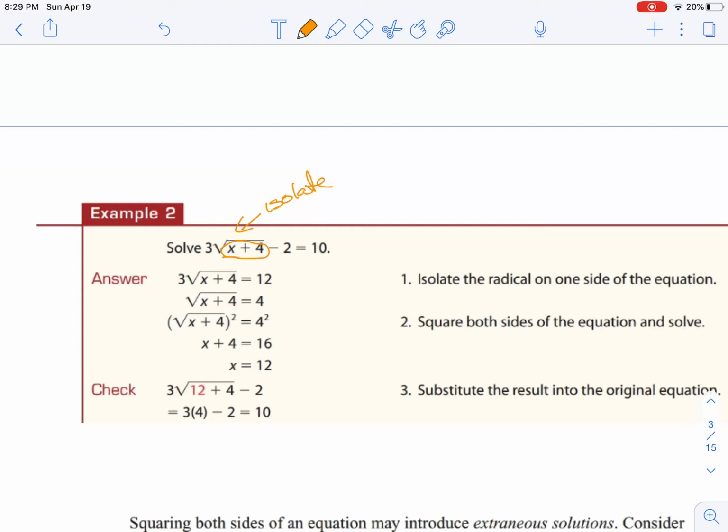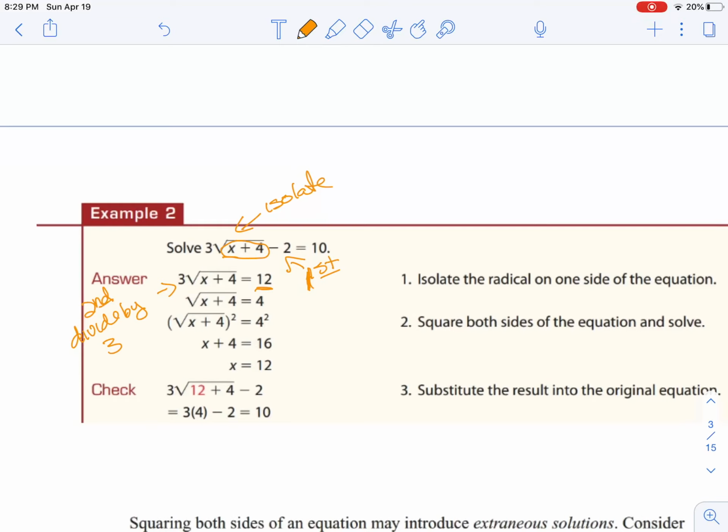So the first thing I'm going to do is get rid of that negative 2. So I add 2 to both sides, and then I get 12. The second thing I got to do is get rid of the 3. So we're going to divide by 3. So the square root of x plus 4 equals 4.